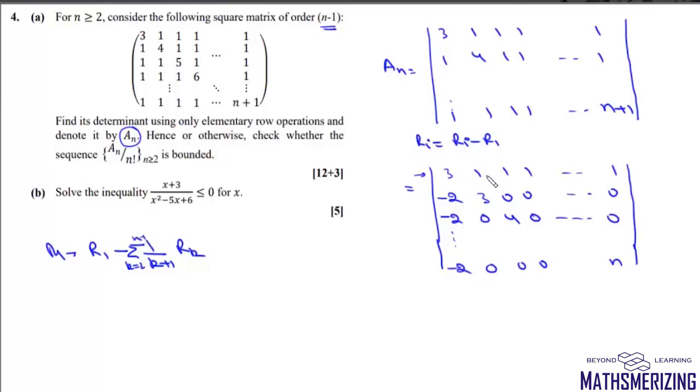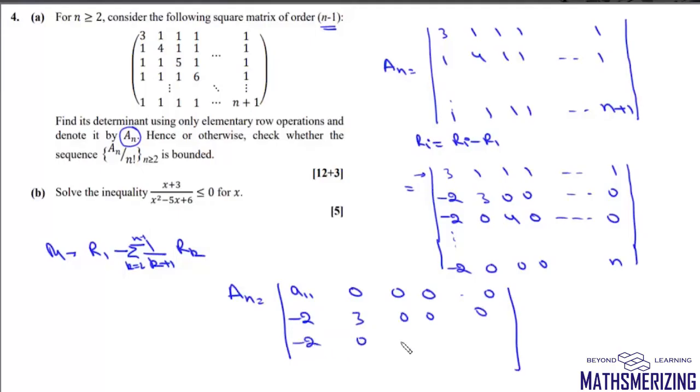for every row starting from 2 to n minus 1. That is, we are subtracting from the first row the second row times 1 upon 3. Then 3 upon 3 will be 1, so 1 minus 1 will be 0. Next one will be 1 minus 4 upon 4, which will be 0. 1 minus 5 upon 5 will be 0. So all these terms will be 0. So we'll get this determinant an as: the first term will be some number, say a11, and then everything else is 0, and here we'll have minus 2, 3, 0, 0, 0, minus 2, 0, 4, 0, 0, 0, and then finally minus 2, and it'll be this n.